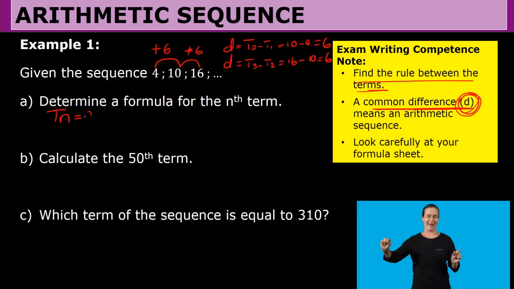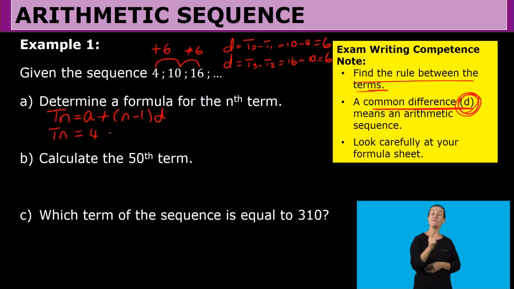So you will see that that is a plus n minus 1, and that is multiplied by D. Now, when we substitute this Tn, we know that A represents that first term, so that is 4, and we are going to add this to n minus 1. Remember, we are trying to find the nth term, meaning we do not have the value for n. So we are not going to substitute that n. We are going to substitute that D, which of course in this case is our 6.